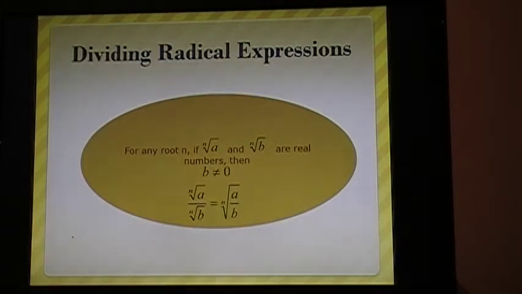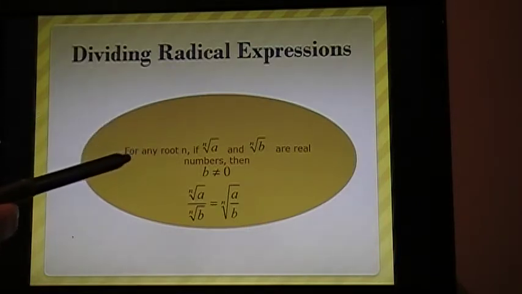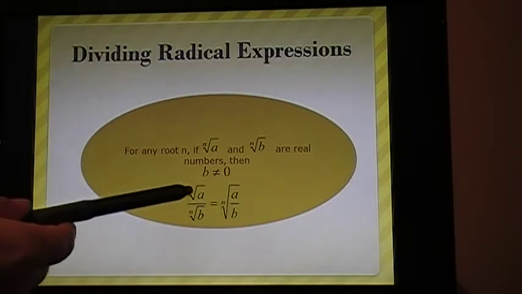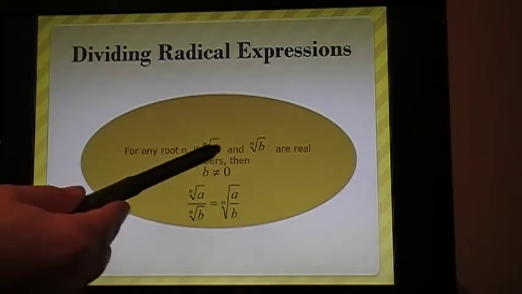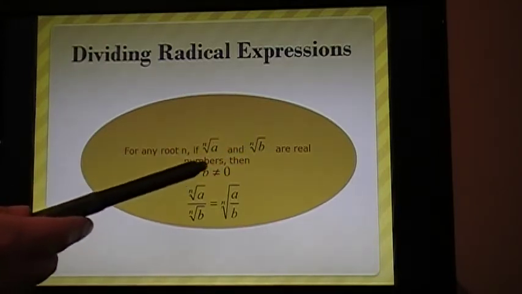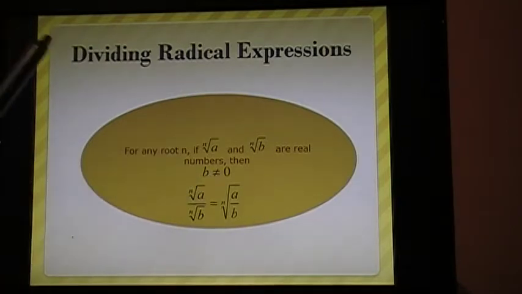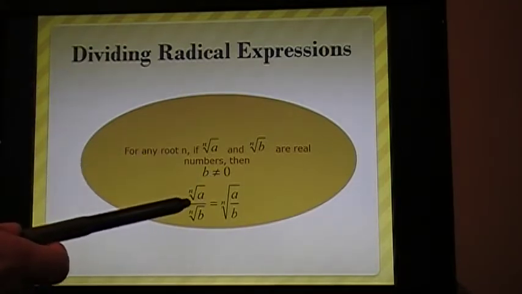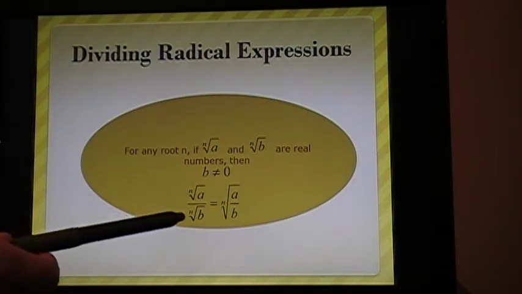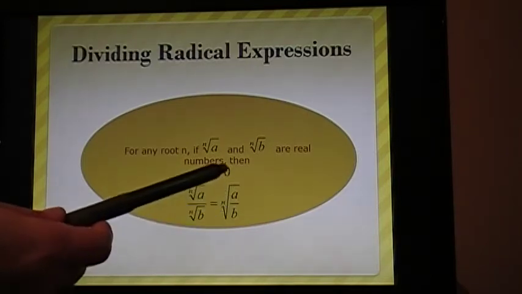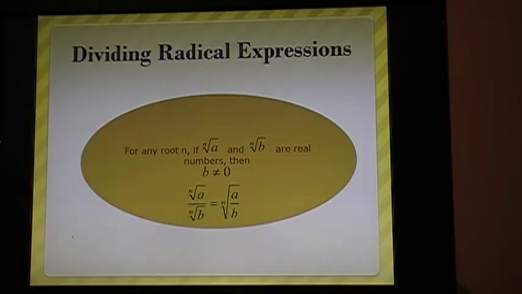So dividing is our next topic. Just like with the product rule, we also have this rule with division. As long as the nth root of a and the nth root of b are real numbers and b is not 0, it is true that the nth root of a divided by the nth root of b is the same thing as the nth root of a over b.